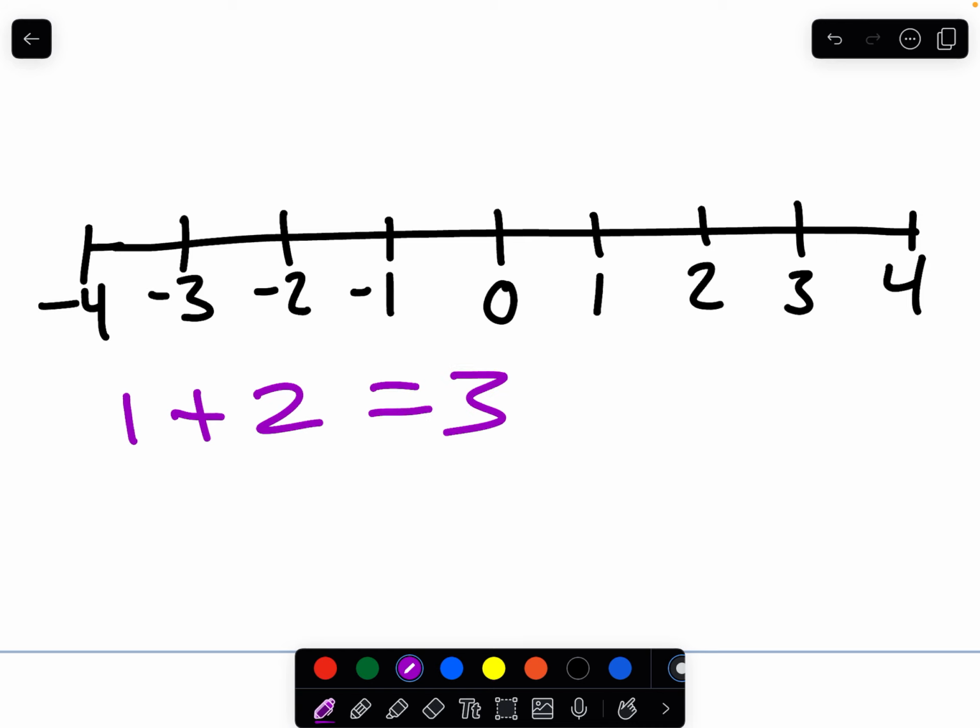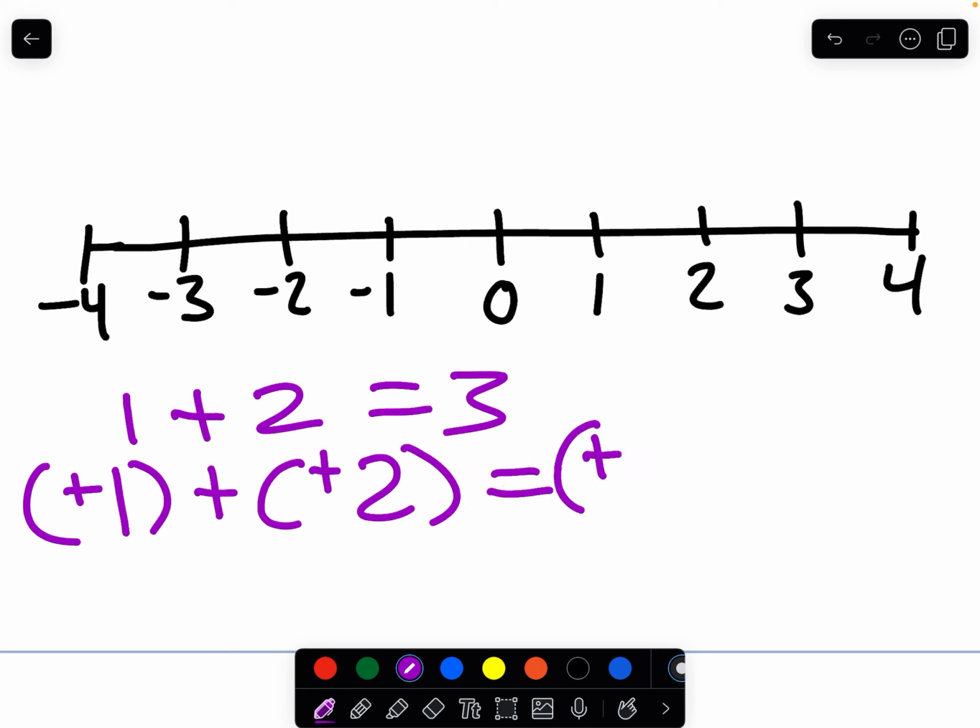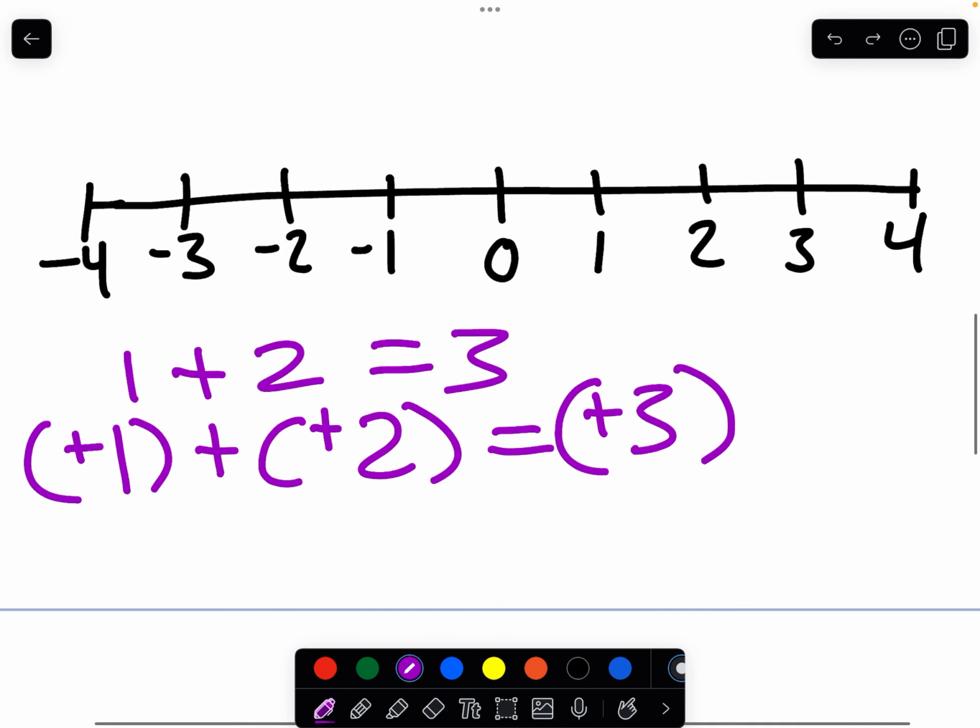Easy problem, equals 3. Now just remember that we have invisible, put it in parentheses to make it clearer, invisible positive signs with the positive numbers. If it helps you to include these positive signs when you're working with positives and negatives, for sure keep them in. If you don't need them, don't bother. But anyway, back to it. Let's say I have 1 plus 2. Well, we have 1 here. I'm going to jump 2 ahead, and we end up on 3. Pretty straightforward.